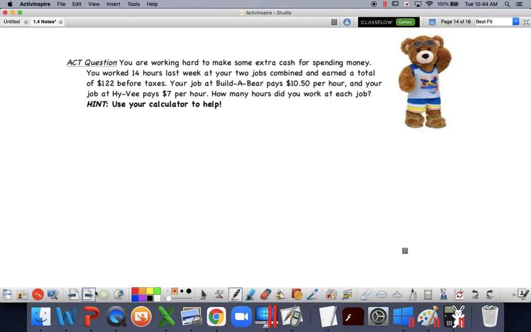Let's look at an ACT question, right? A word problem type question. Those always come up on the ACT, and we're going to use our calculator to solve this for us. You're working hard to make some extra cash for spending money. You worked 14 hours last week at your two jobs combined and earned a total of $122 before taxes. Your job at Build-A-Bear pays $10.50 an hour, and your job at Hy-Vee pays $7 an hour. Oh, you should ask for a raise. How many hours did you work at each job?